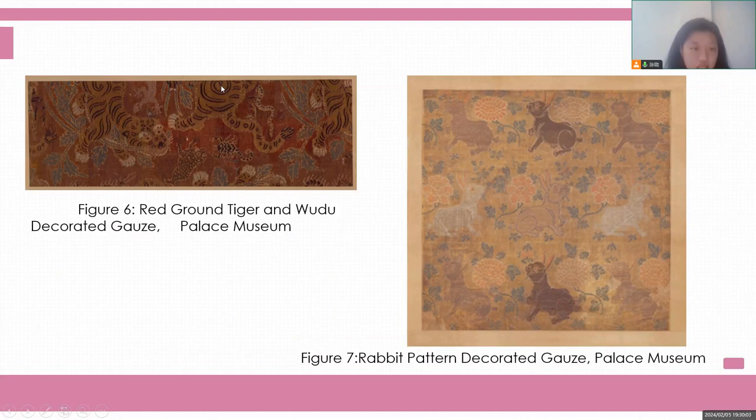The next is gauze. Gauze fabrics were employed in the production of festival garments, reflecting a pursuit of a festival atmosphere. In these festival garments, gauze often serves as the foundation. This is a red gauze for Duanwu festival. This is a yellow gauze for Mid-Autumn festival.